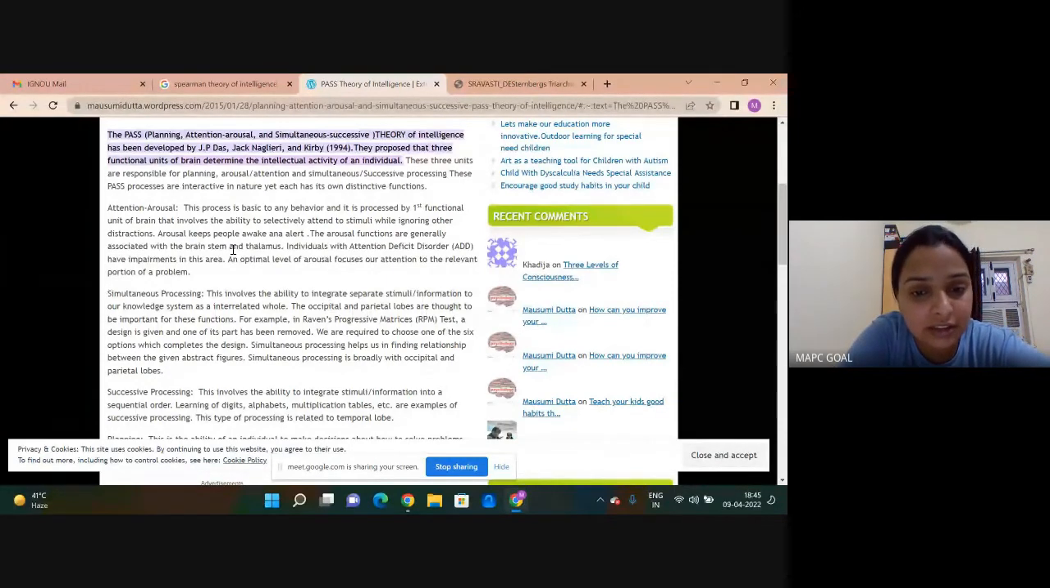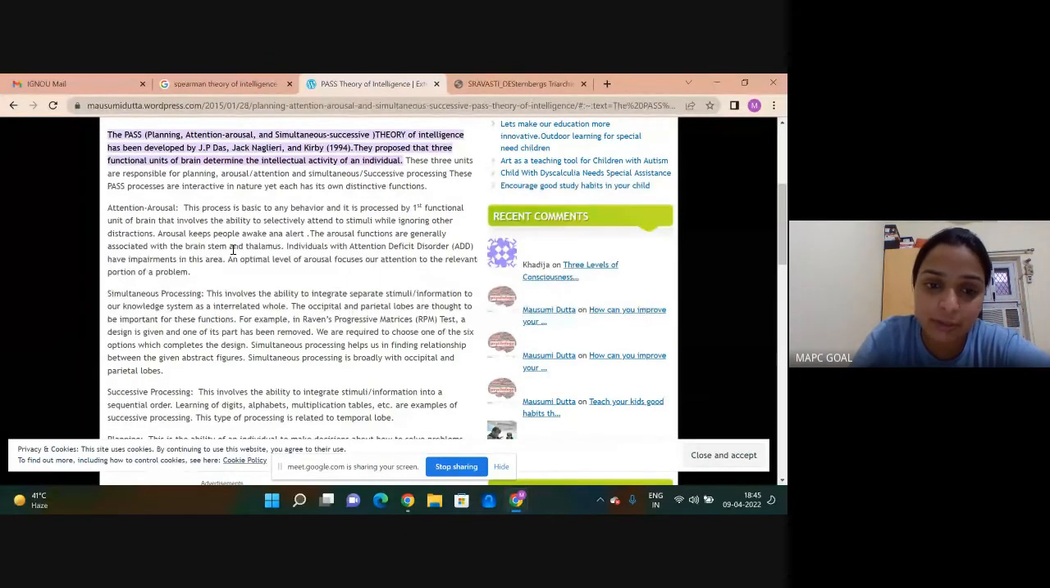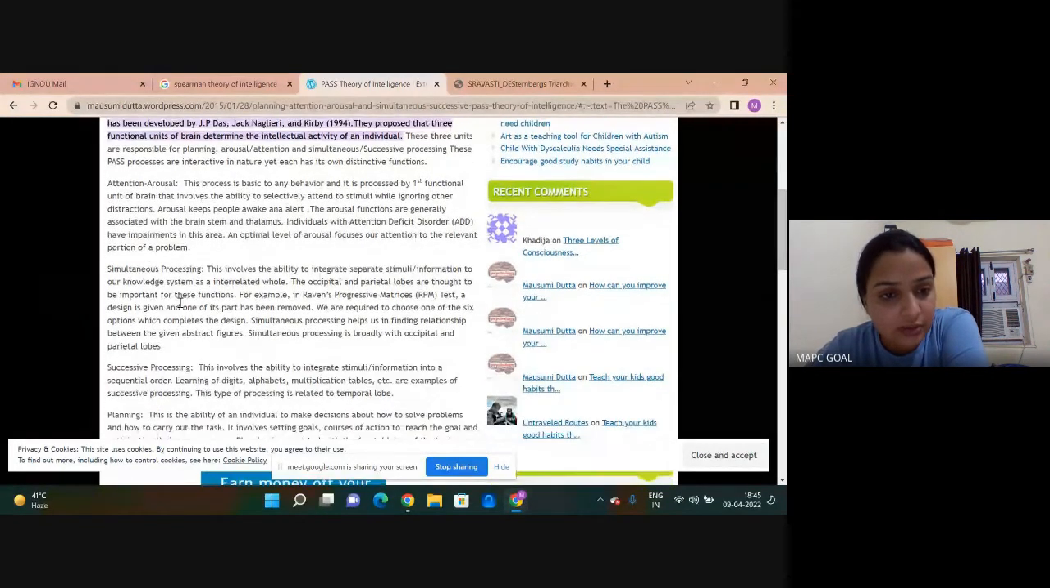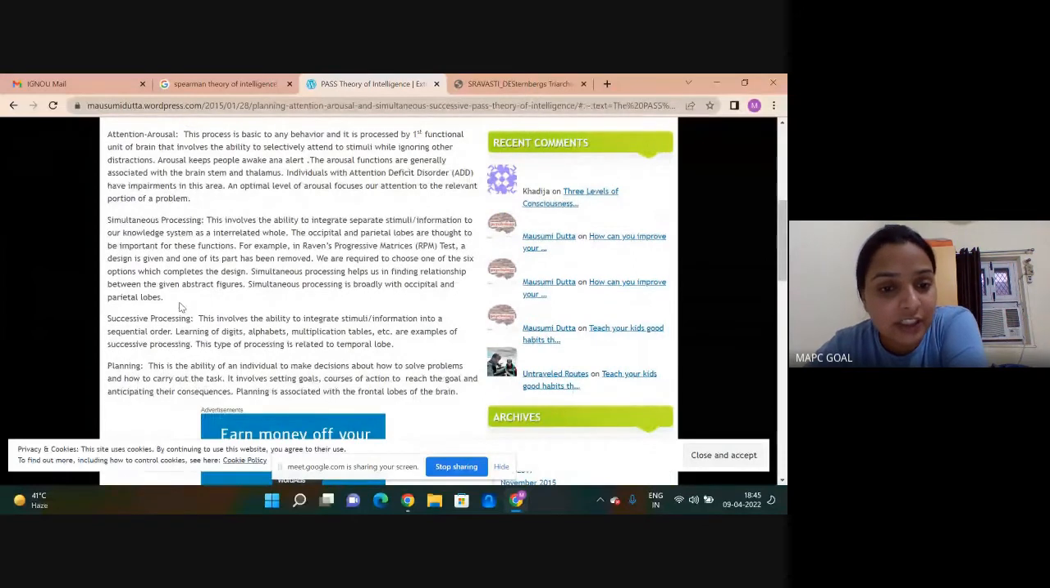Then the researchers also believe that when we want to process information, it's not that you first pay attention and then process the information, but simultaneously and successively you process the information and then send it to your brain. This involves the ability to integrate or separate stimuli information. Whatever information is provided in front of you, your occipital and parietal lobes help you to think, and then you send it to long-term memory.